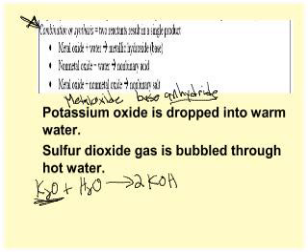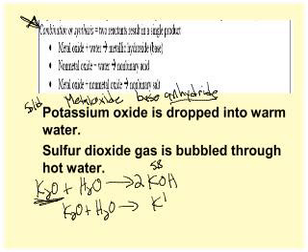Problem with this, I put it in warm water. This is a strong base. I need to ionize it. So this would say solid potassium oxide is dropped into warm water, so I have K2O plus H2O yields 2K positive plus 2 OH negatives. And that's the ionic thing that we're going to forget for a while until we are sick and tired of it.